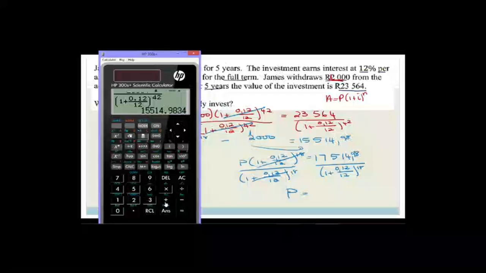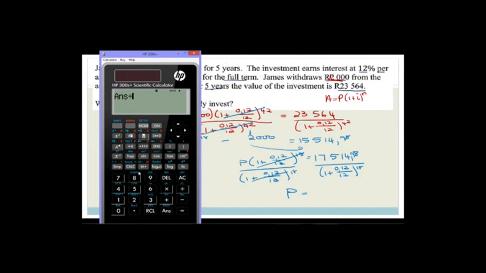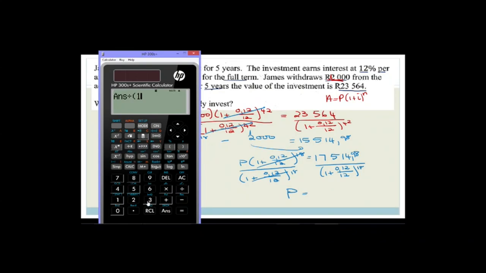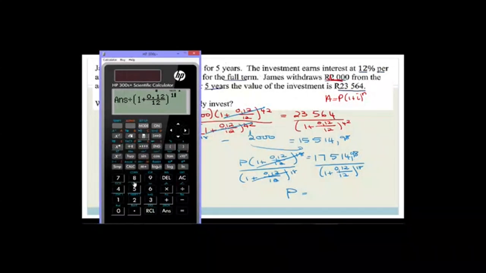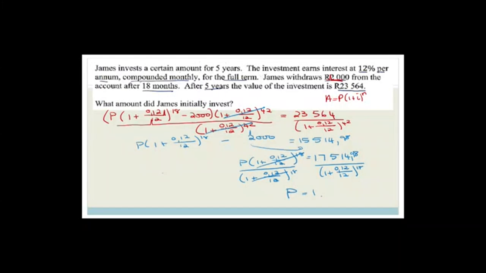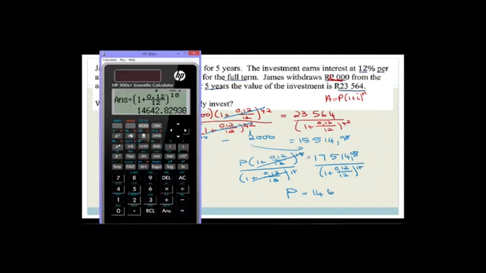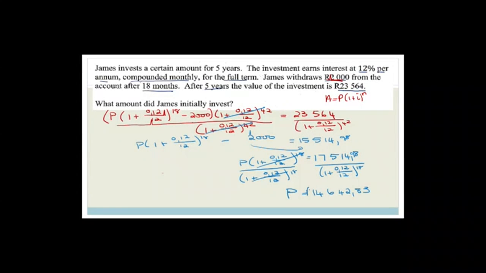So we're going to add 2, 1, 2, 3 equals, and then we're going to divide by a bracket, 1 plus fraction 0.12 all over 12 to the power of 18 equals. So it comes to 14,642. And remember, we're rounding off to two decimal places because this is rands and cents. So it comes to 14,642.83. There you go, and that's your principal.